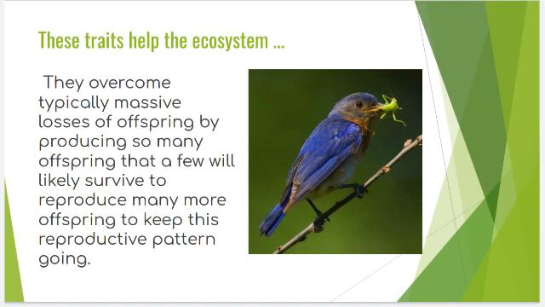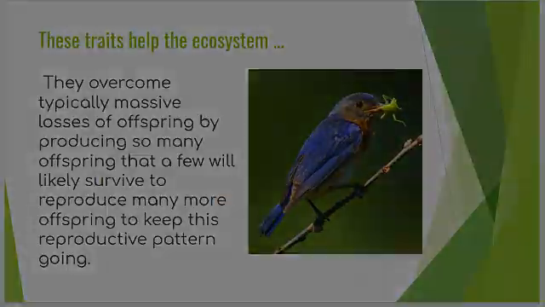Now, these traits help balance the ecosystem. Even though not all of these offspring could reach maturity, they also help feed predators within the ecosystem. They overcome typically massive losses of offspring by producing so many so that some of these offspring may reach maturity and will continue the life cycle.